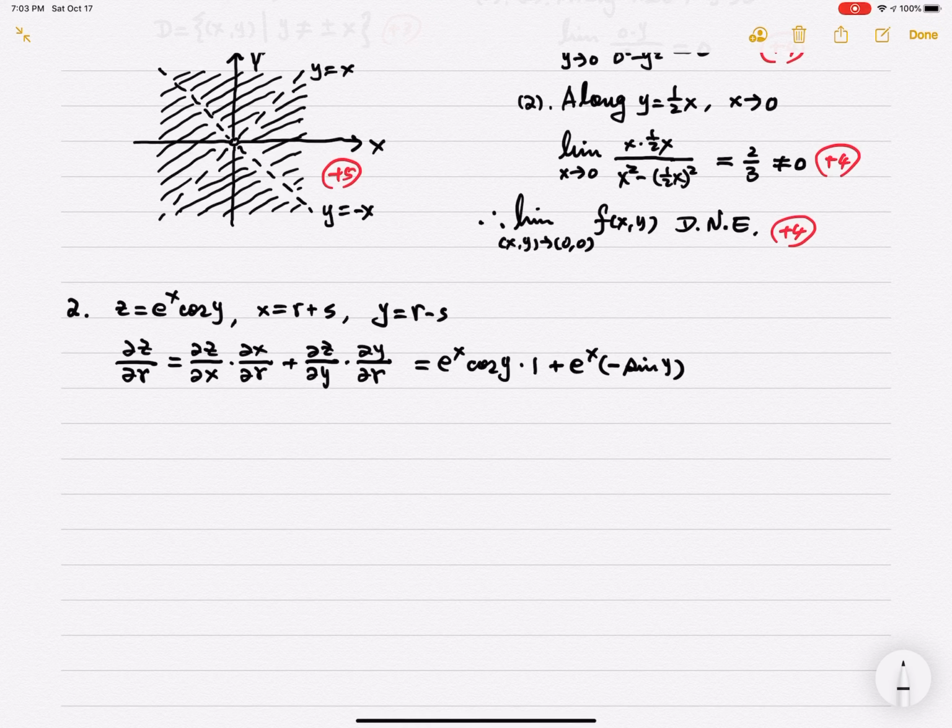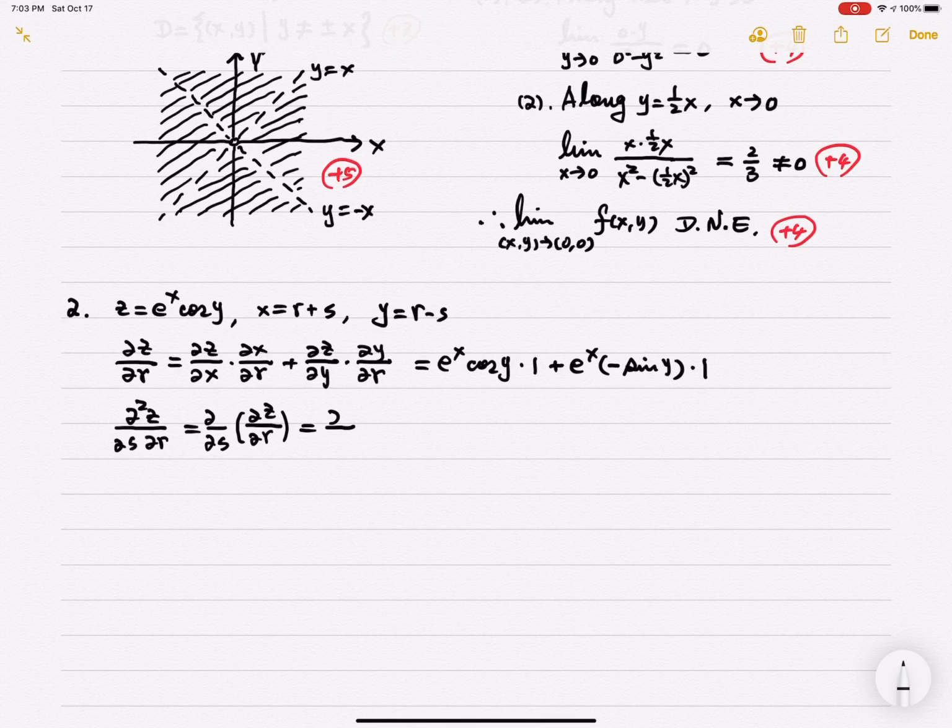And the partial y, partial r again equals 1. Then we calculate the second derivative of z with respect to r first, then s. So this is equal to partial s of partial z, partial r. Okay, so we use the chain rule.